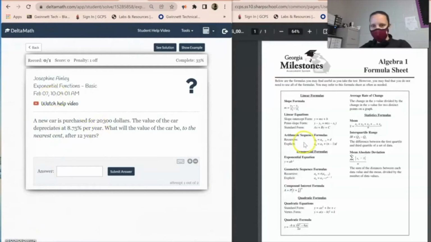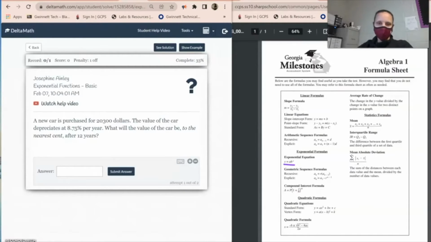All right, now I did pull up the formula sheet. So this is exponential functions. So I come to exponential equations, and this is that equation right there. The only thing is, though, they don't tell you what these numbers mean. A is what you start with. B is your growth or decay.